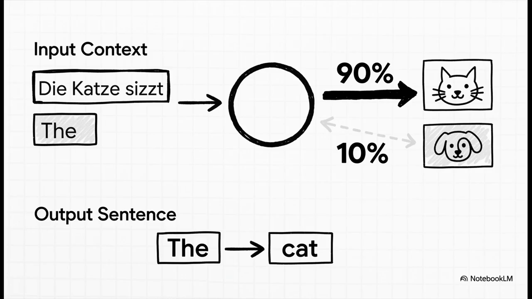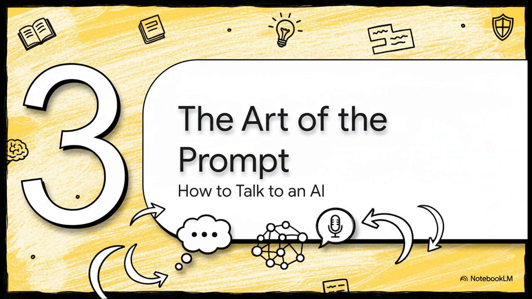With that new context, it calculates a 90% chance the next word is cat and a teeny tiny 0.01% chance it's dog. So it picks cat, and it just keeps doing that, over and over, building the sentence word by word. That's it. That's the engine. So now that we kind of get how they think, we can get way better at talking to them.